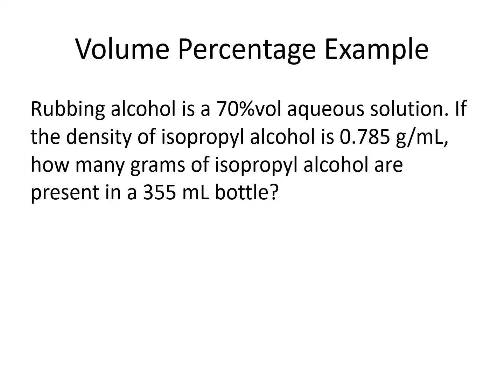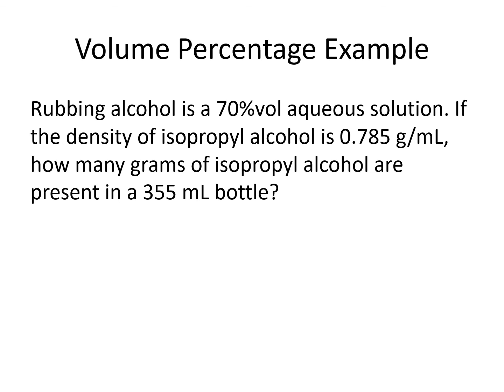So here's an example of using volume percentage. We have a 70% by volume solution of rubbing alcohol. So again, that percent VOL is important to tell you that this is not a mass percentage, this is a volume percentage. And we're given the density of isopropyl alcohol, which is the main component of rubbing alcohol. And we want to find how many grams of isopropyl alcohol are in a 355 milliliter bottle of rubbing alcohol, which contains both isopropyl alcohol and some water.